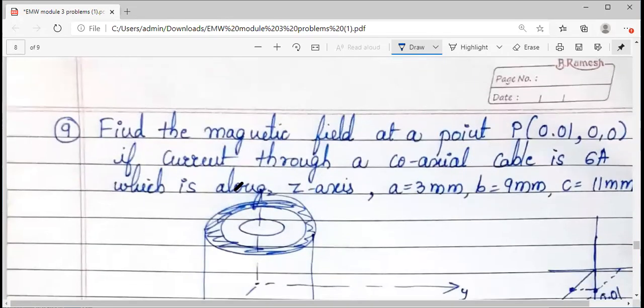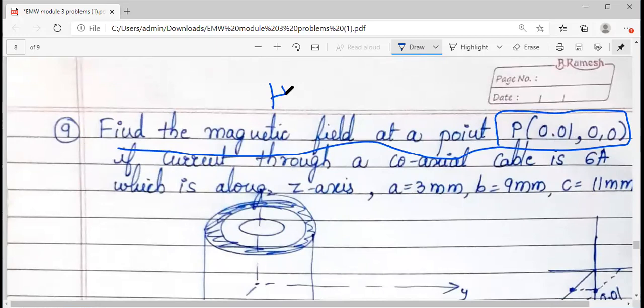It is again simple. This is the problem for a coaxial cable. Remember, I think some 4 regions were calculated as an application of Ampere's law. We conducted a long 1.5 hour class for this, taking different regions. So find the magnetic field at a point P. At this point you have to find H. The current through the coaxial cable is 6 amperes, so the current is given to you, and the current direction is along the positive z-axis, and the different radii are given to you.